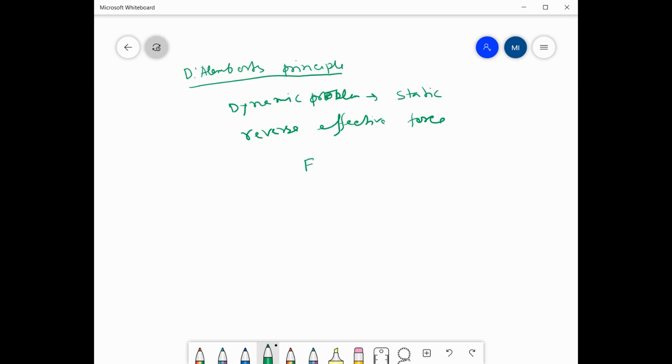Suppose I am considering Newton's second law: force is equal to dp by dt, right? So I write it as P dot. F equal to P dot. Now F minus P dot is equal to 0. So these are two forces. One is the applied force, and this term minus P dot is called the reverse effective force.